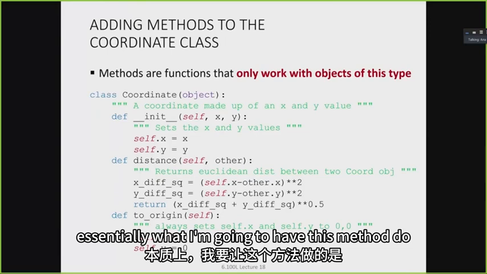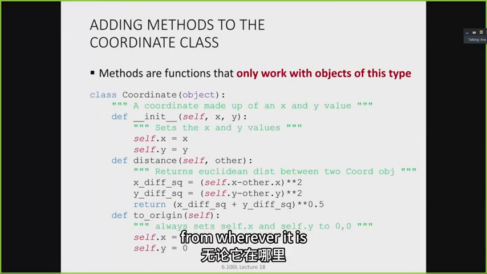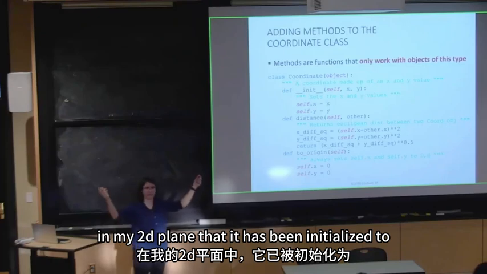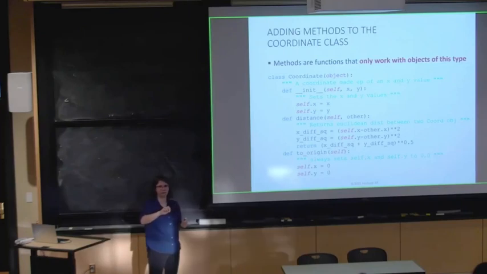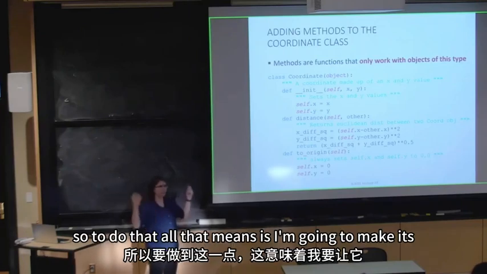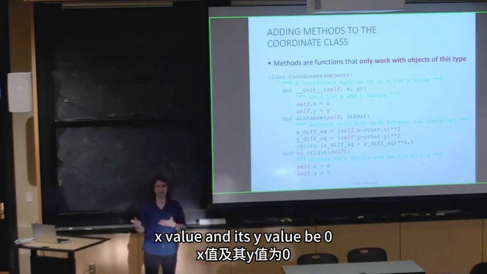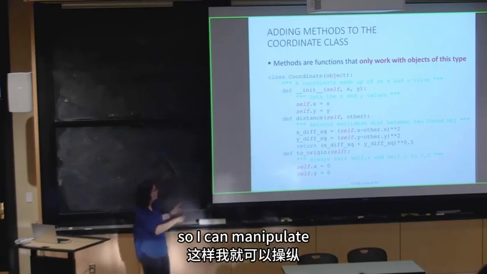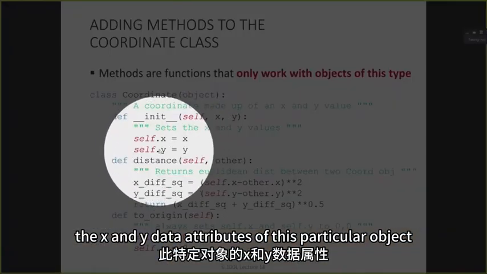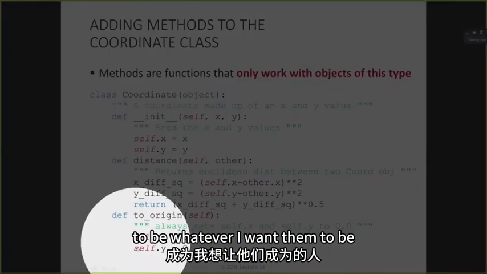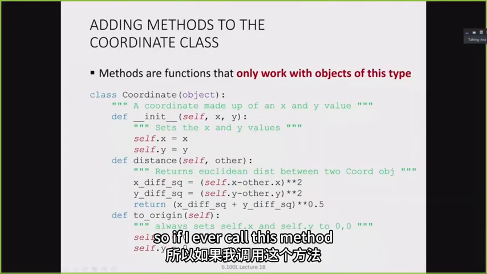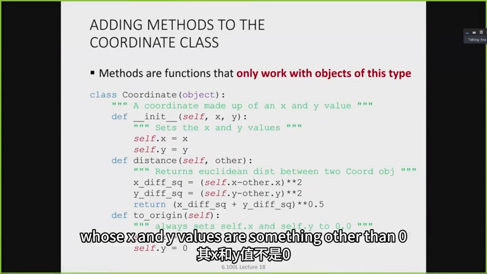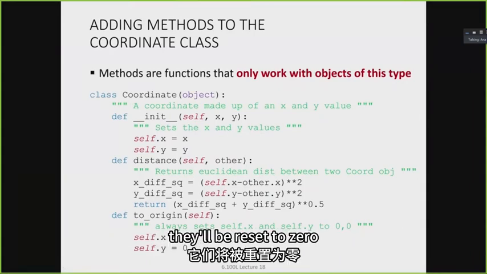Essentially, what I'm going to have this method do is to take my point from wherever it is in my 2D plane that it has been initialized to, and say, I'm going to reset it back to the origin. Right? So to do that, all that means is I'm going to make its x value and its y value be 0. So I can manipulate the x and y data attributes of this particular object to be whatever I want them to be. So I can reset them both to be 0. So if I ever call this method on an object whose x and y values are something other than 0, they'll be reset to 0.